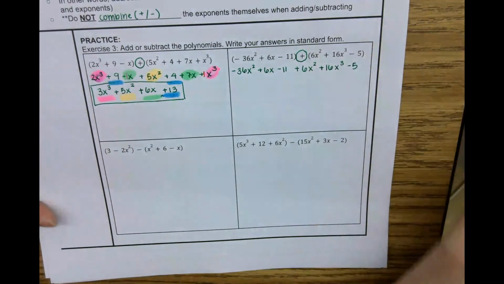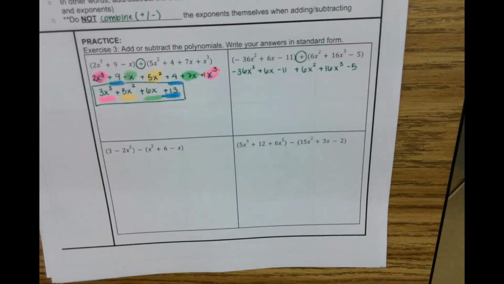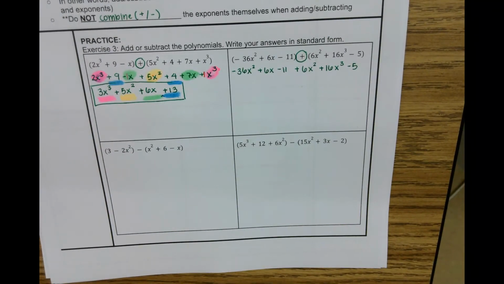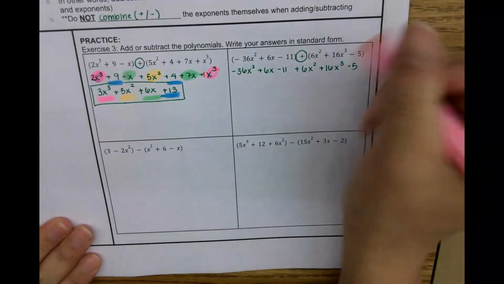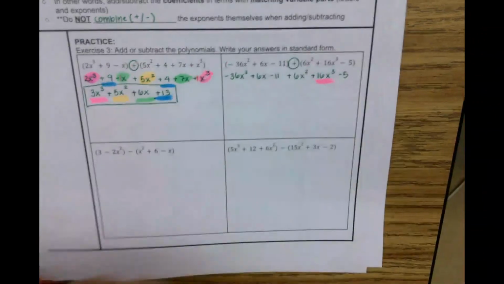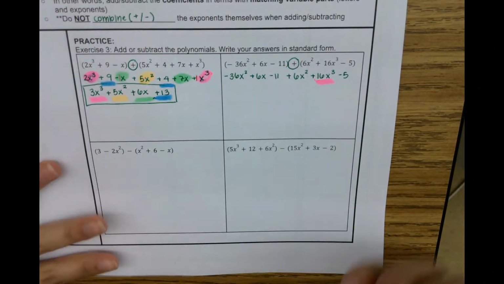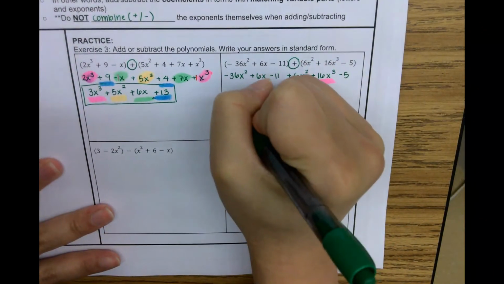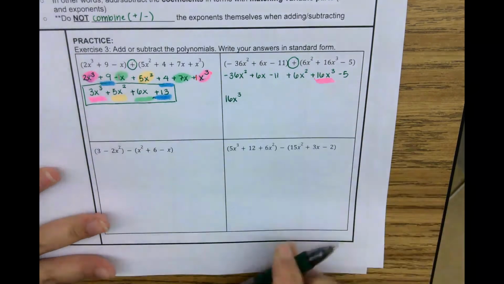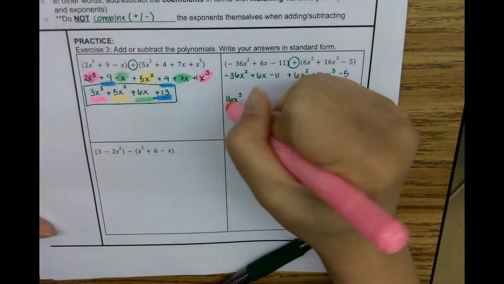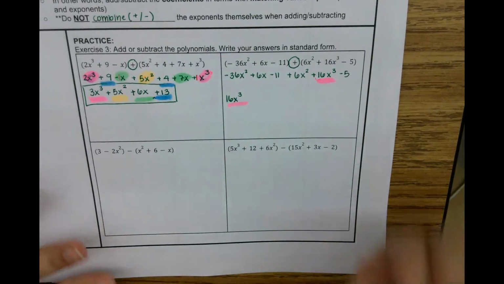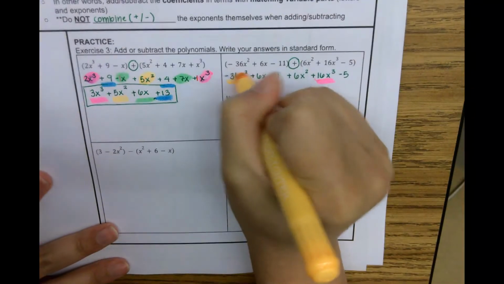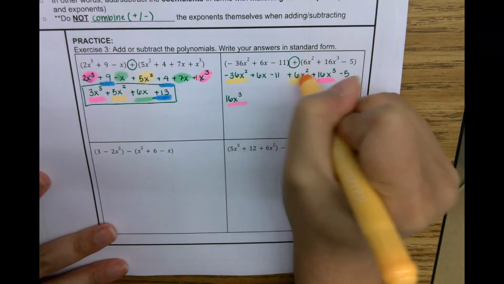Once I do that, all I have to do is combine like terms. So I'm going to start with my highest power here. My highest power this time is x cubed. That is my only one, so it stays the same, 16x cubed. After x cubed, I'm going to do the x squares. So here I have negative 30x squared and 6x squared.